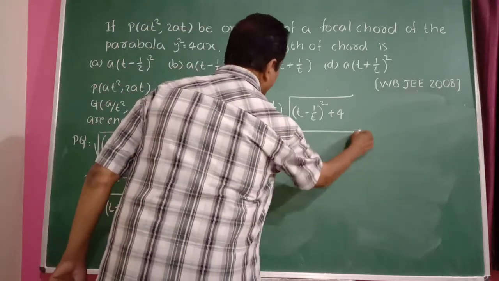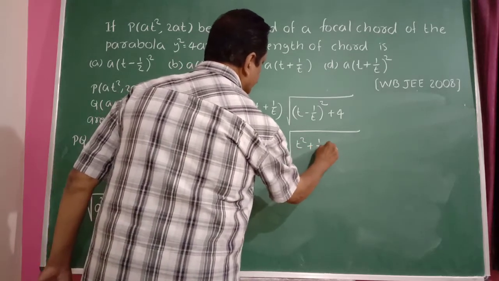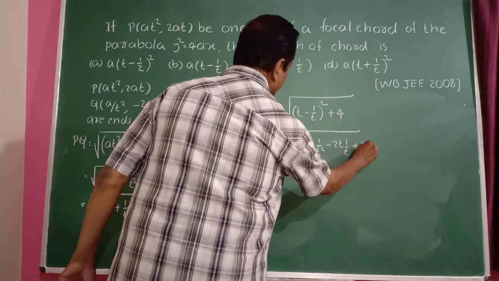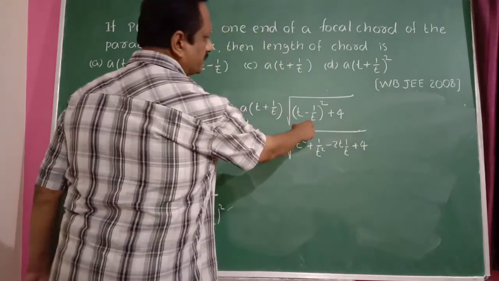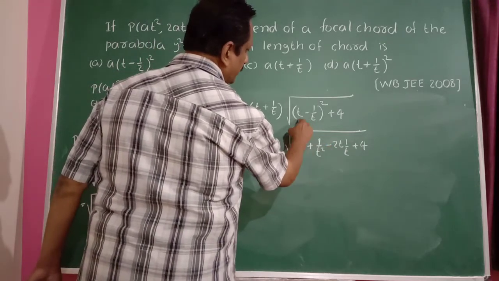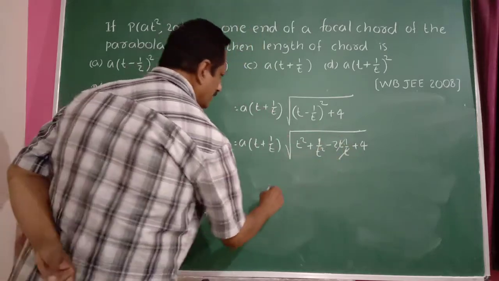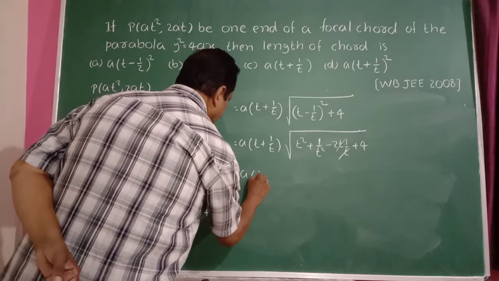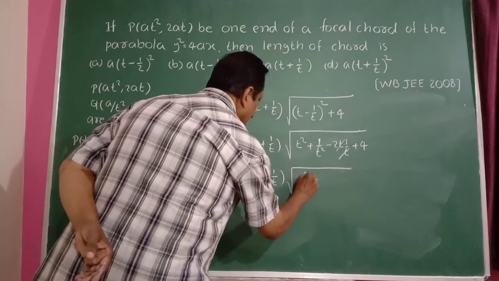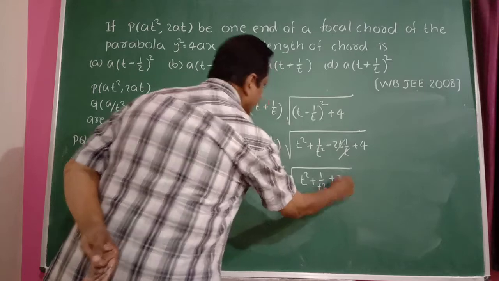Then root of the expression here. So t square plus 1 by t square minus 2t into 1 by t, plus 4 here. Using here a minus b whole square, t square plus then this (1 by t) whole square minus 2 into t into 1 by t, plus 4. T and this t cancel here. Therefore, a into bracket (t plus 1 upon t) into root of t square plus 1 by t square, 4 minus 2 becomes 2.